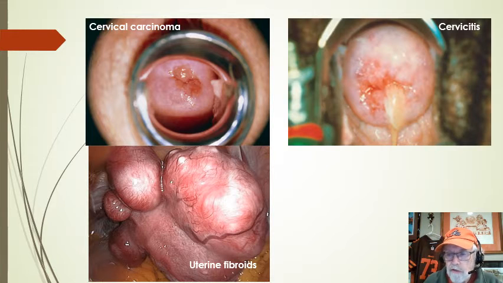In those situations, if it's really extensive, then it's going to be a hysterectomy. If it's very small, very localized, sometimes they could take it out with what's called a cervical cone, and I'll show you about some procedures later on.